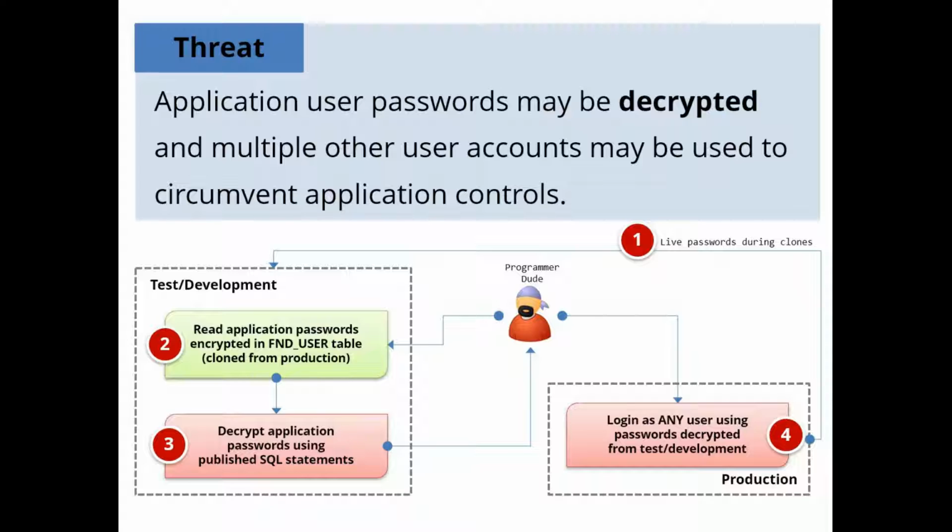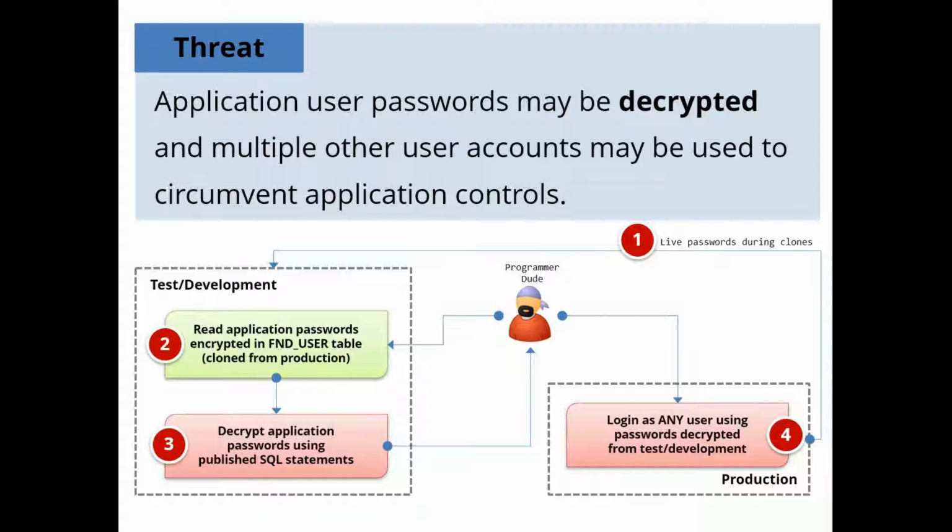I'm then opening up that test and development environment potentially to a lot of different programmers, support people, et cetera, that may not have direct database access in production, but in test and development they do. And now I've actually cloned my passwords down to test and development. The recommendation is I'm always scrambling those, but I may not be scrambling those. So those are stored in the FND user table encrypted. Encryption means that I can decrypt it. If something's encrypted, I can actually decrypt it if I know what the key is.